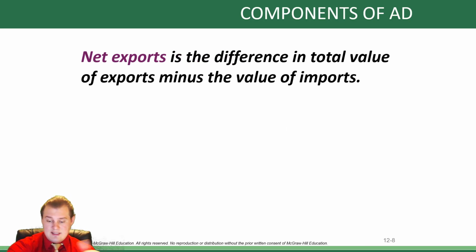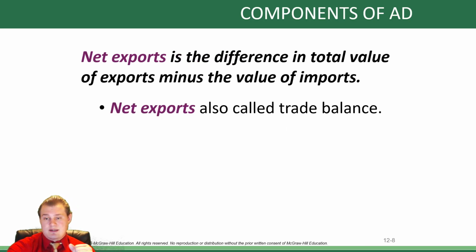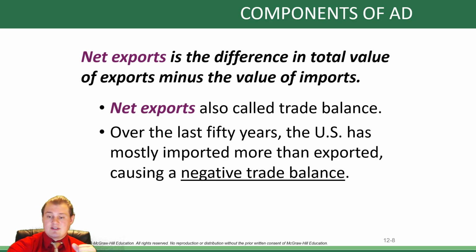All right, and then like I said, they're going to go over net exports, trade balance. Obviously, we have a negative trade balance. So all you've got to know is that we have a negative trade balance, meaning we ship out a little but get a lot more back. Therefore, we have a negative there.